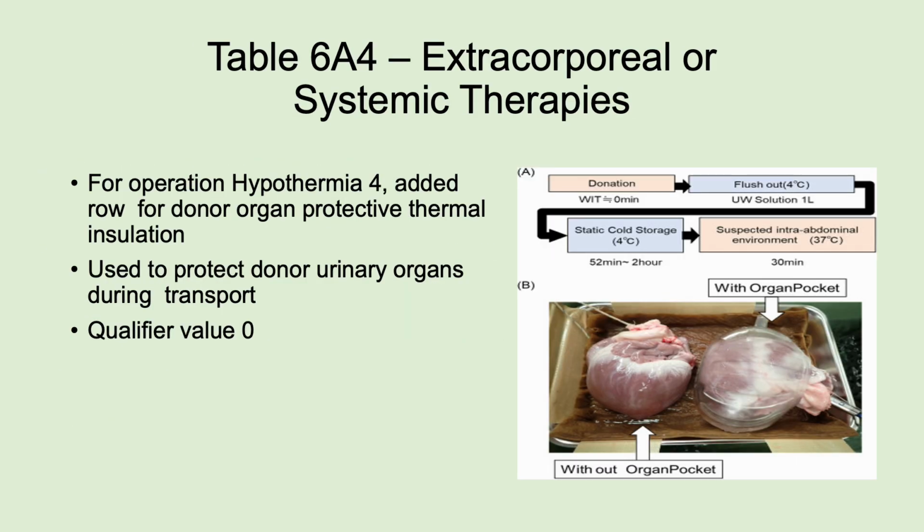So now let's look at table 6A4, extracorporeal or systemic therapies. For the operation hypothermia 4, they added a row for the donor organ protective thermal insulation. This is used to protect donor urinary organs during transplant. Right now it's just for the urinary organs. I would be surprised if they didn't add other ones in later years. The qualifier value is 0.